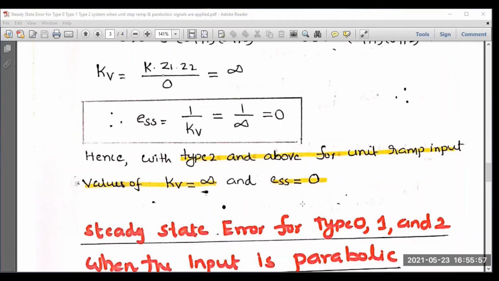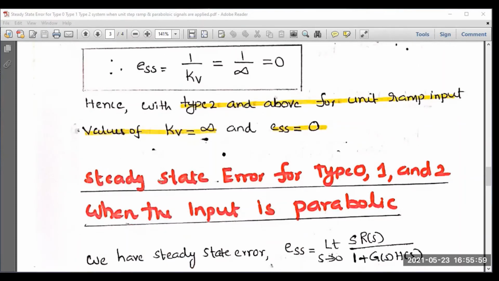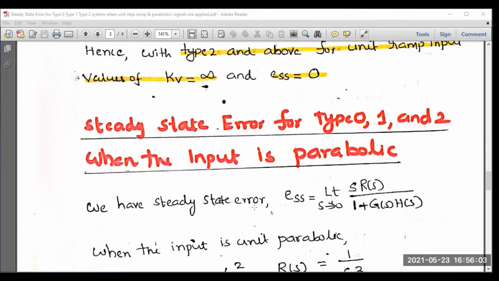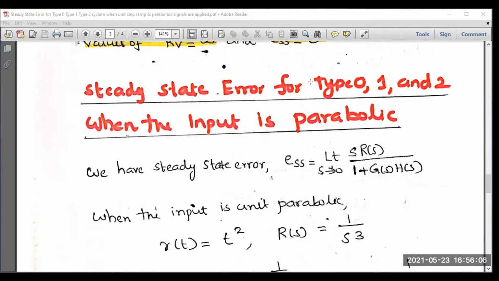Now I'm going to move on to the third section of the video: the steady state error for type 0, 1 and 2 when the input is a parabolic signal. So you have to recall what a parabolic signal is. Here r of t is equal to t square. You have to take the Laplace transform, then it becomes R of s, which is nothing but 1 by s cube. This formula you have to remember.